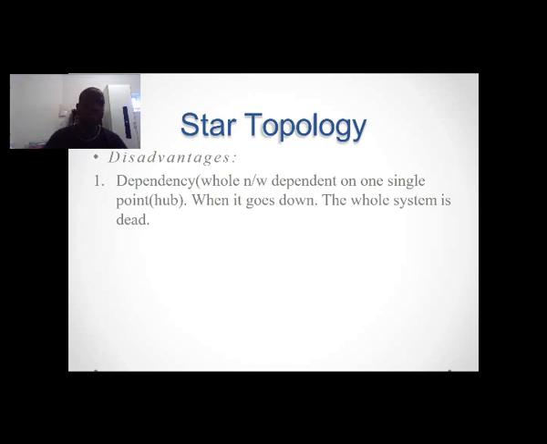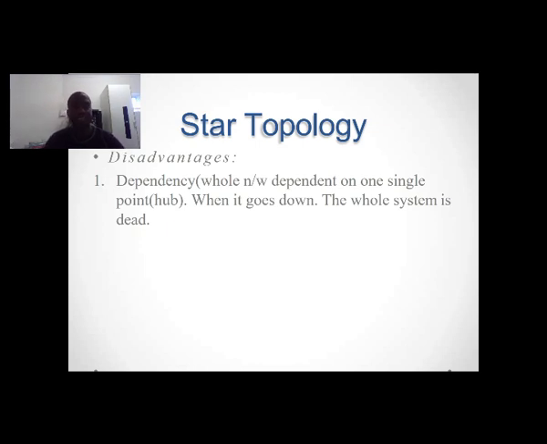There may be many disadvantages, but I'll be interested in talking about this one. The major drawback about a star topology is what we call dependency. So what it means is that the whole network is dependent on that central hub. Remember the central hub that we talked about. So if that part of the computer is not working, it therefore means that network is not working. Right? That is the problem. It depends solely on that central location.